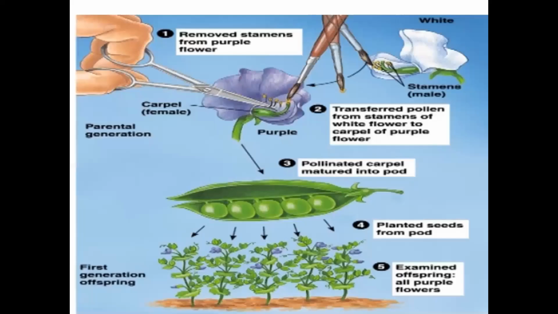Okay, now this is just a schematic diagram. This is showing the purple flower and white flowers are crossed, and the purple flower contains stamens and white flower contains male parts, and the reproductive part of both the flowers are removed. See, removed stamens from purple flower, transferred pollen from stamens of white flower to carpel of purple flower. Okay, that means the stamens of white flower and the carpel, that is, this is a female flower, this is a male flower, they both are pollinated.